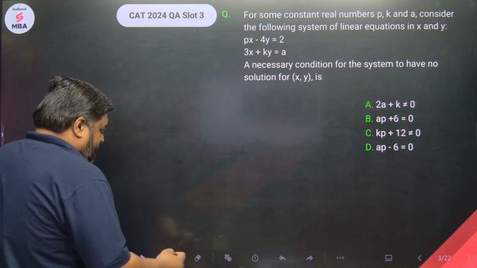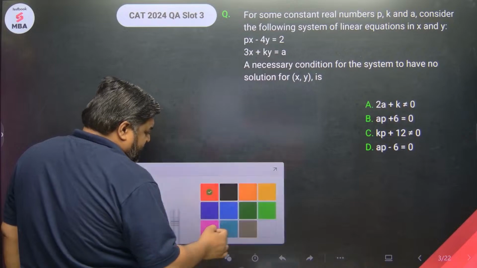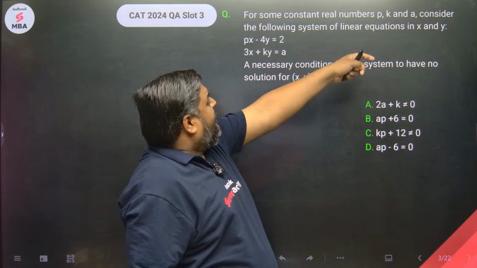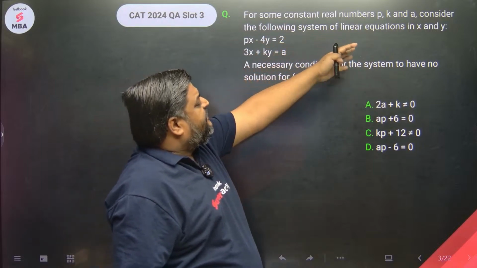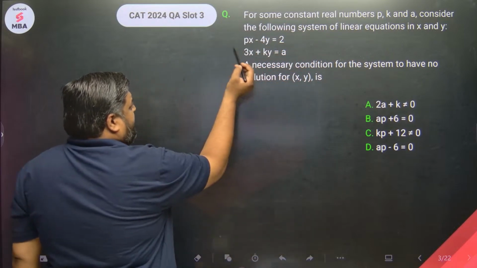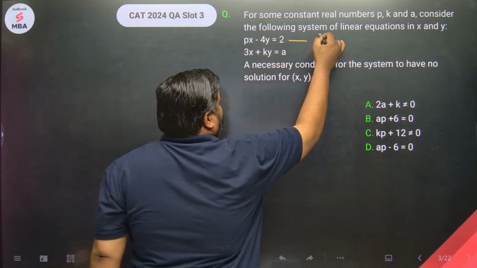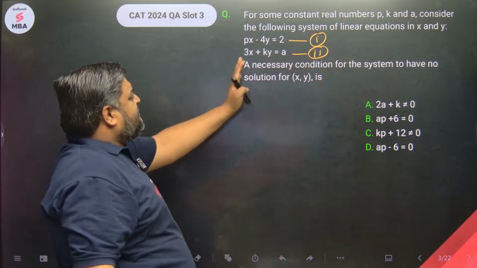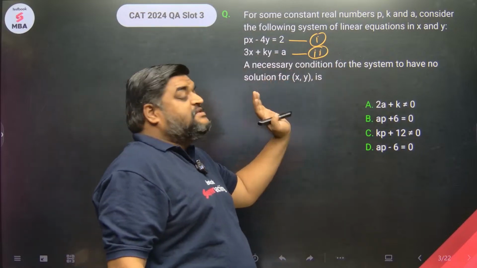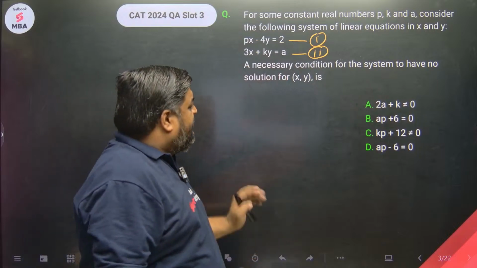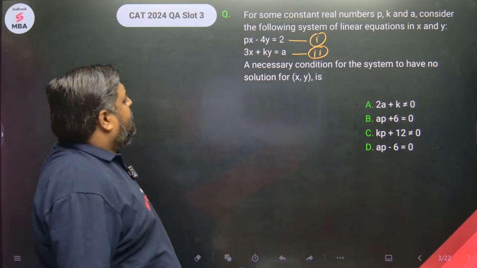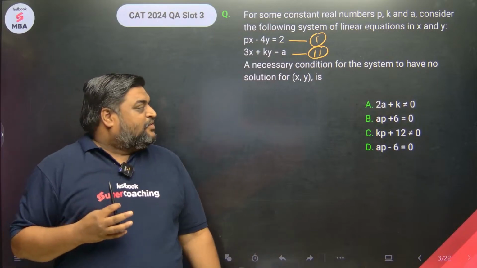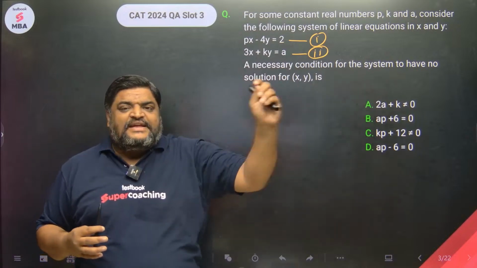Chalo, look. What's given here is, for some constant real numbers p, k and a, consider the following system of linear equations in x and y. So you are given two equations. The first one is this and the second one is this. A necessary condition for the system to have no solution in terms of x and y is what? It says that this linear equation has no solution. So which one of the following is a necessary condition?